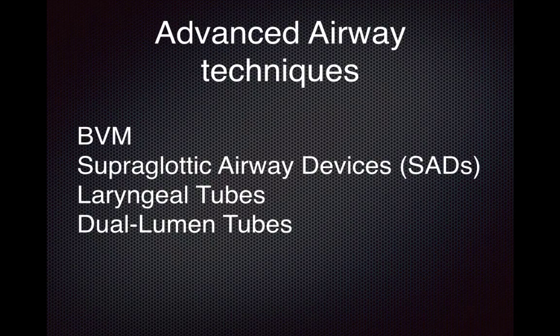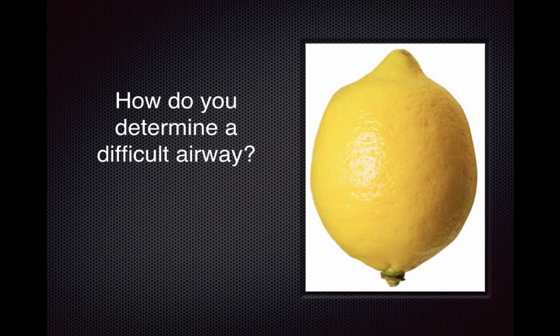So some advanced airway techniques again, right? Bag valve mask shows up not only in the basic, but also in the advanced. These are skills that we tend to overlook a lot. And these are the skills we should be practicing every opportunity we have to get in front of an airway mannequin. So the other ones we're going to look at are the supraglottic airway devices, the SADs, the laryngeal tubes, the ETIs, endotracheal intubations, and the dual lumen tubes. You can toss that dual lumen tube up into that supraglottic airway device, and it fits well into that little box. Okay, so how do you determine a difficult airway?